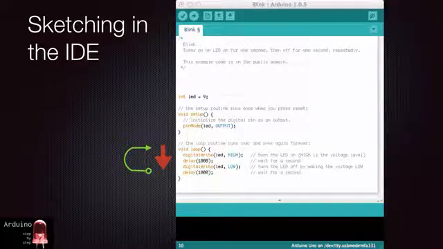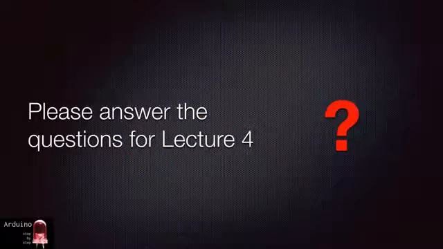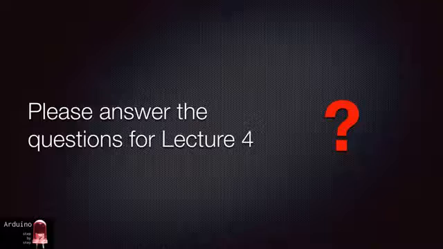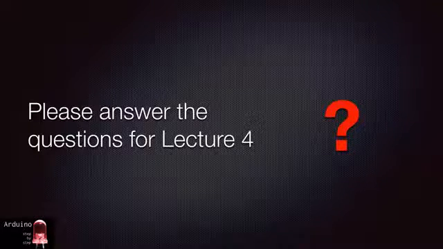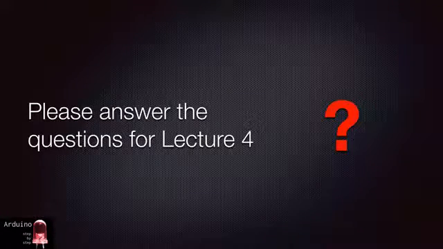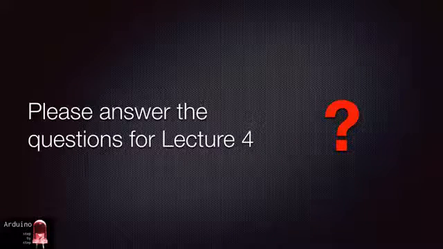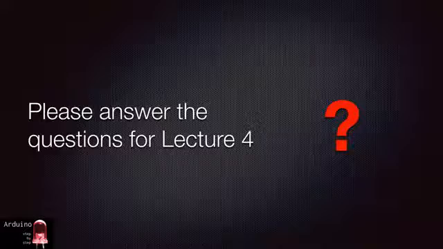So there you have it, the first Arduino circuit and the blinking LED. In the next lecture, we will make the same LED using the exact same circuit fade on and off, giving us a much nicer visual effect to look at. Before that, please complete the Lecture 4 quiz questions.